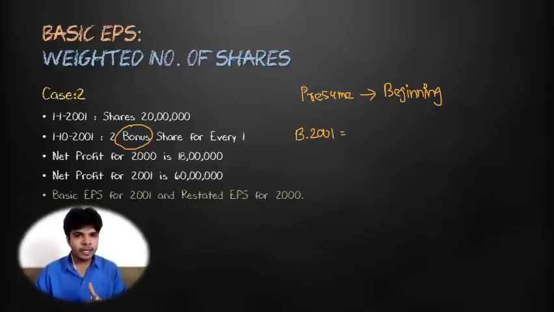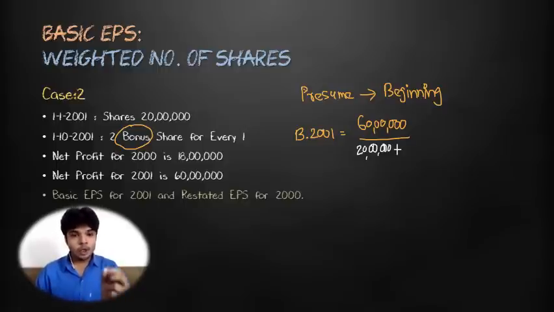What is the numerator here? The numerator is profit for 2001, which is 60 lakhs, divided by number of shares. Now the number of shares is the interesting part here. 20 lakh shares were outstanding, plus the bonus that has been issued: 2 bonus shares for every 1 share. So naturally they are going to be 40 lakhs. So here the number of shares is 60 lakhs, 60 lakhs divided by 60 lakhs. So the EPS is ₹1.